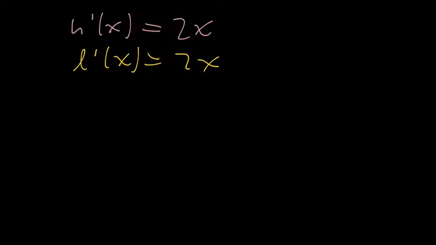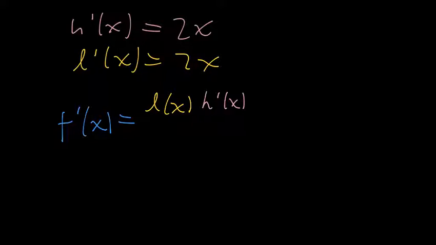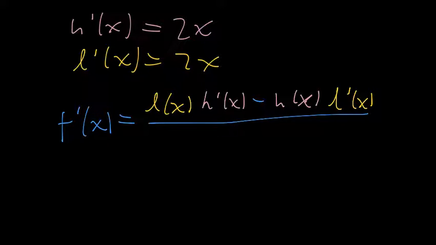We'll have that f prime of x equals, I'll go ahead and write it down again, low d high, so L of x times h prime of x, minus high d low, so minus h of x times L prime of x, and then all over the square of what's below, so L squared of x.